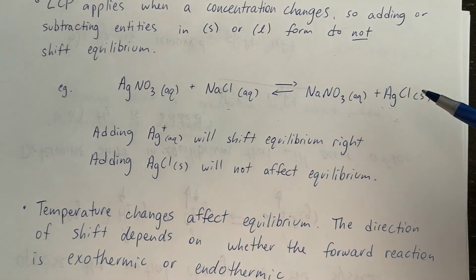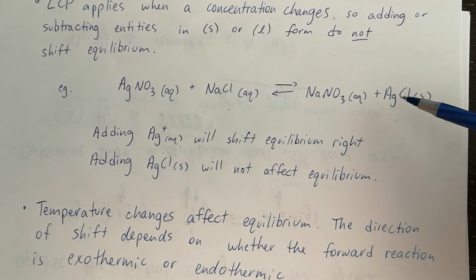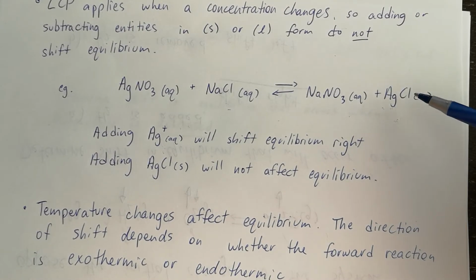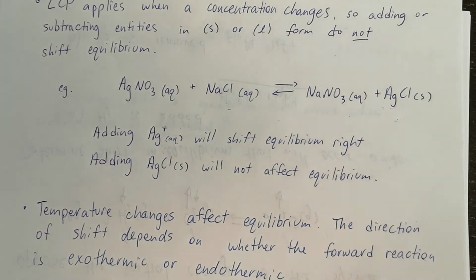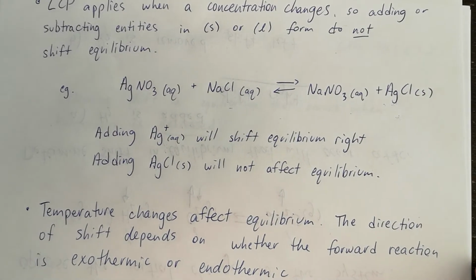But if you add silver chloride, just drop some more powder into this beaker, nothing's going to happen, because adding more silver chloride doesn't affect the concentration of silver chloride. And I tried to convince you of that principle with almonds in a previous video.